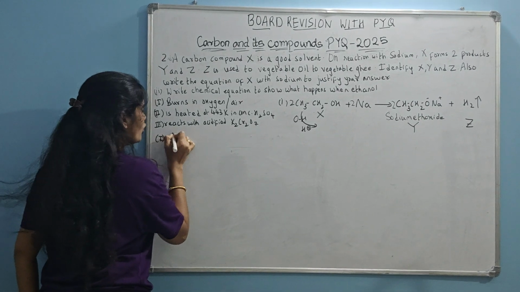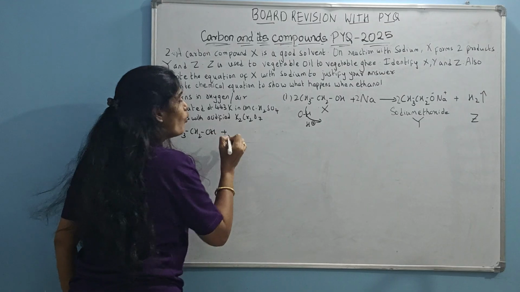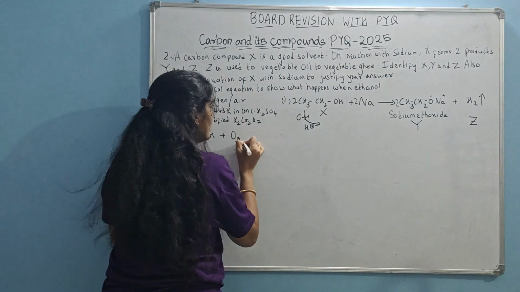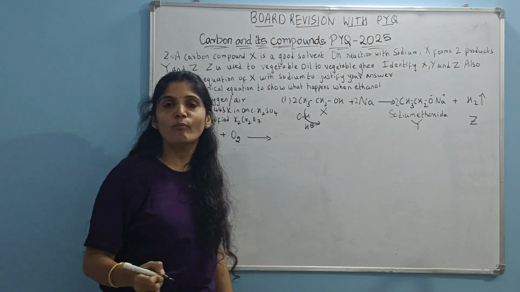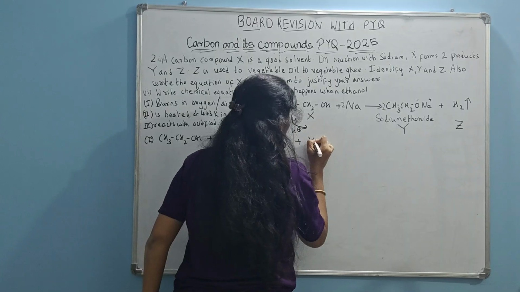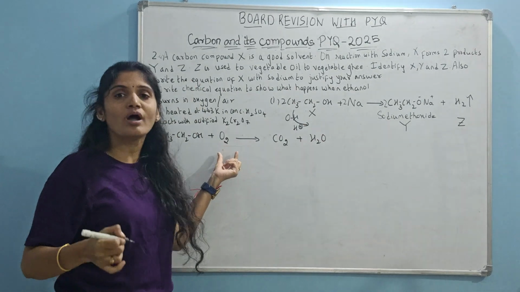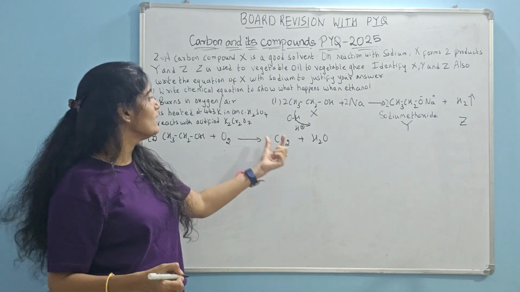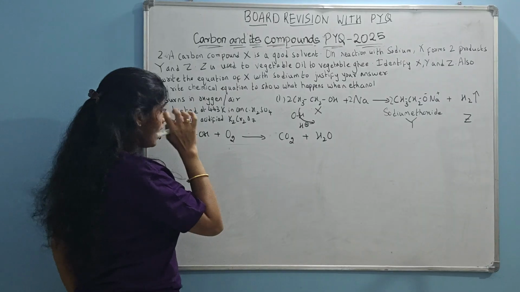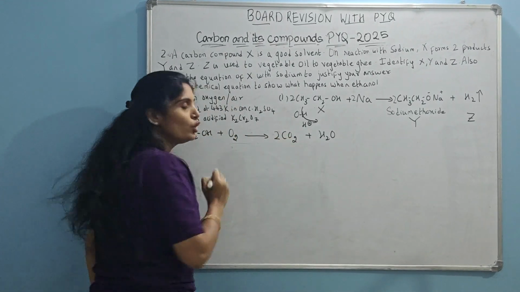What happens when ethanol burns in oxygen? When something is burning in oxygen, what do I call that reaction? As combustion reaction. Now any hydrocarbon or any organic compound on combustion will give me CO2 plus water. What is combustion? Burning with oxygen gives CO2 and water. Now when I try to balance this reaction, I have 2 carbons here, but I have only 1 carbon here, so I put 2 here.